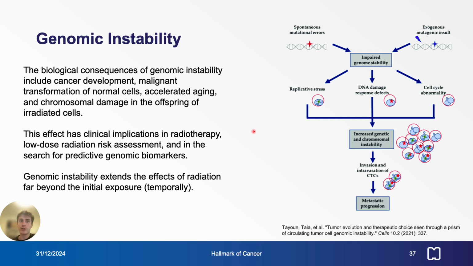The biological consequences of genomic instability include cancer development, malignant transformation of normal cells, accelerated aging, and chromosomal damage in the offspring of irradiated cells. This effect has clinical implications in radiotherapy, low-dose radiation risk assessment, and in the search for predictive genomic biomarkers. So genomic instability extends the effects of radiation far beyond the initial exposure, making it a temporal effect.